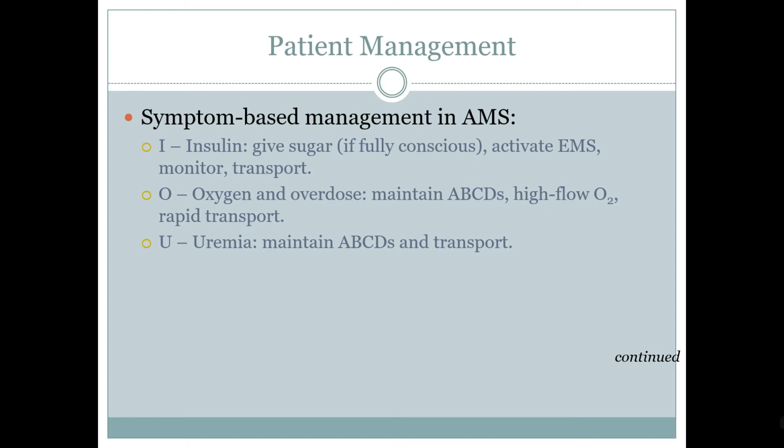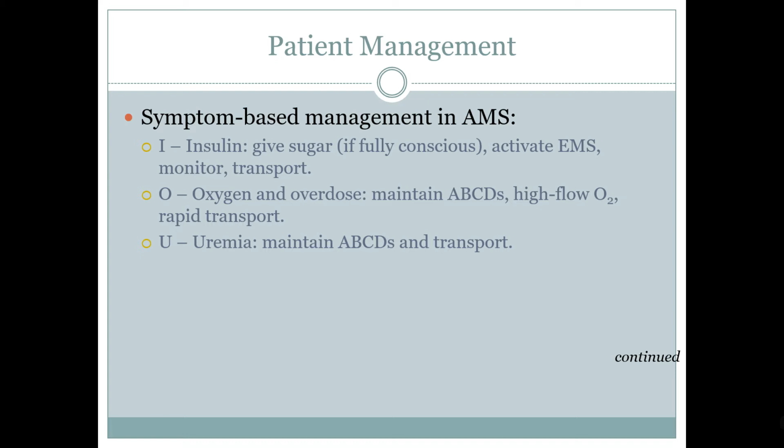If the patient is hyperglycemic, administering glucose will do no more harm. If they have an infection, manage their temperature, clean any wounds you see, and get them to care for treatment. For hypoxia or overdose, use oxygen. Maintain the ABCDs, use high flow oxygen, and rapid transport.